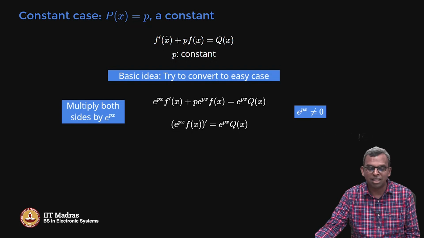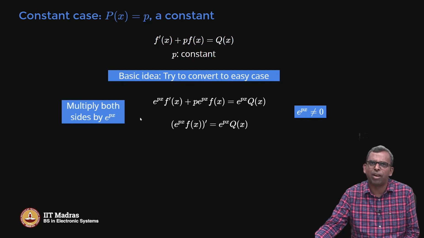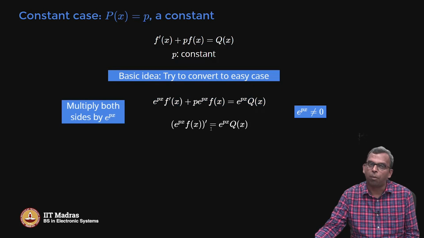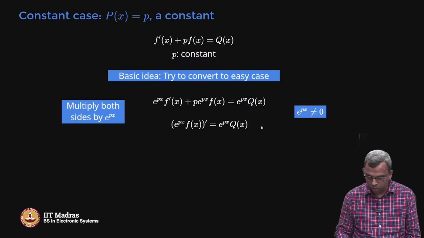So I've managed to convert a slightly harder case into my older case by multiplying with this e power px. This e power px is called the integrating factor. You multiply by a factor to make it into a simpler form. Okay. So once I have this form, I know how to solve this.